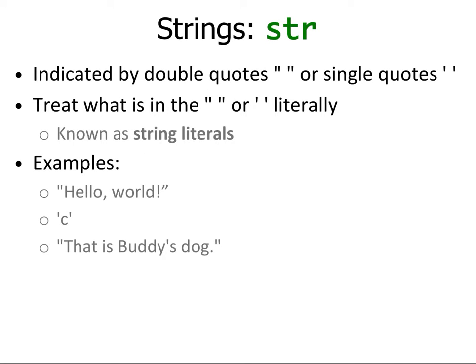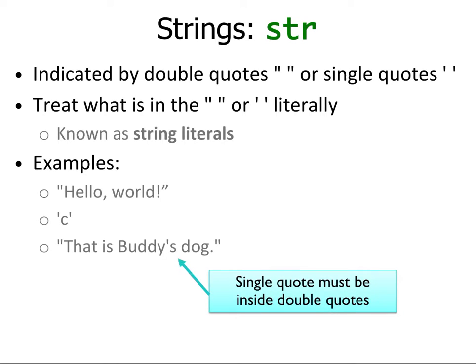Another data type is string, and that's to represent textual information. So strings, you can recognize them because they're in double quotes or single quotes. For example, "hello world", or "see, that's Buddy's dog". If you want to include single quotes in your string, you want to put that inside of a double quote or vice versa. So for example, if you want to have double quotes in your string, have single quotes be how you indicate the string on the outside.